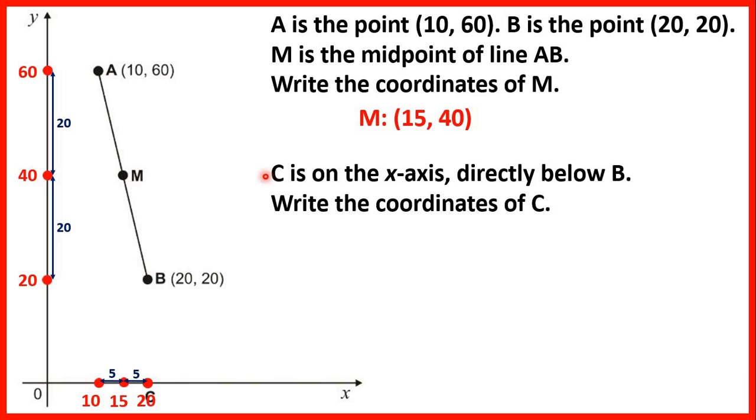Now C is on the x-axis, directly below B. Write the coordinates of C. So because B has an x-coordinate of 20, point C will have an x-coordinate of 20 as well. And because C is on the x-axis, that means the y-coordinate will be 0.